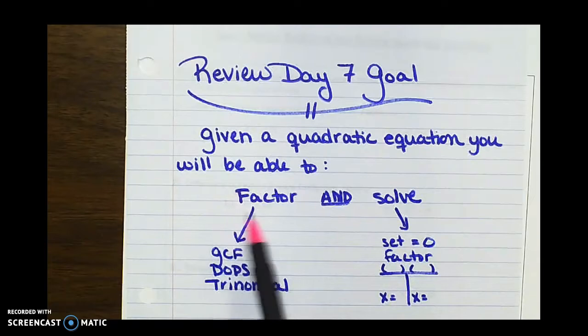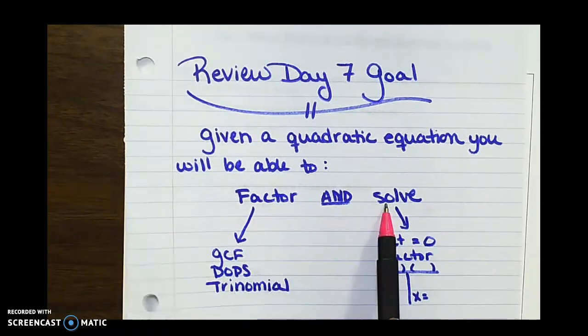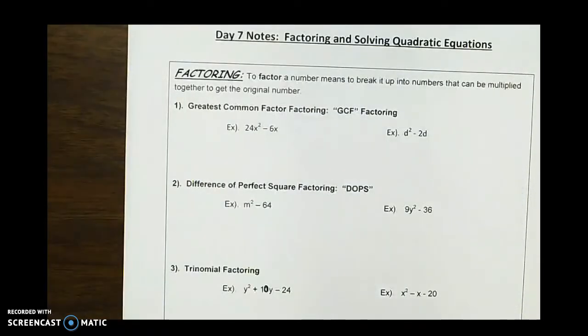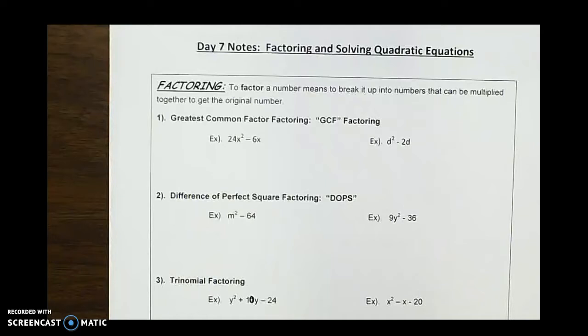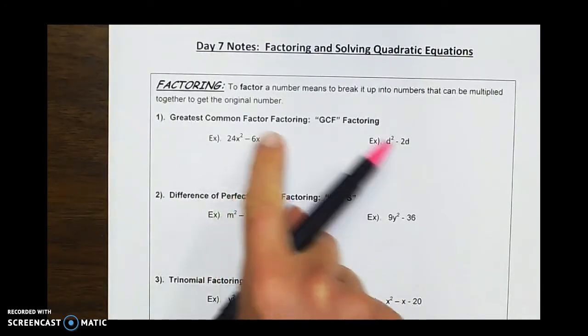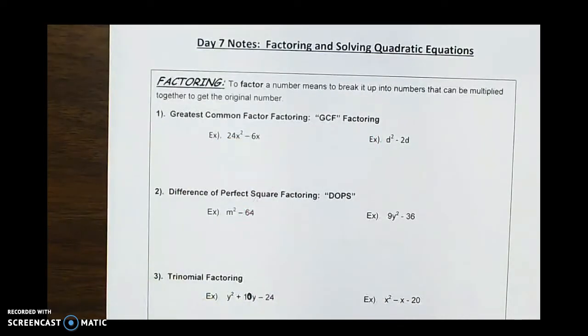Our first goal for today is going to be to factor, and then we'll take a look at solving. So if we remember, there's 3 different ways that we can factor our quadratic equations. Factoring is when we take an expression and break it up into smaller units that can ultimately be multiplied back together to get back to the original. So we want to take the expression and break it down into its smaller parts.